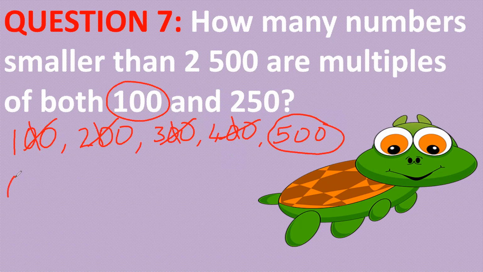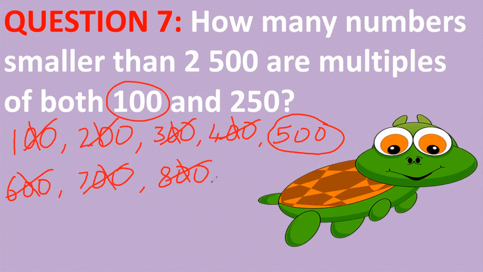And then 600. 600 is not a multiple of 250. It's gone. And then what is next? 700. Is it a multiple of 250? No. And then the next one, 800. 800, is it a multiple of 250? No. 900 also will not work. But when you come to 1,000, yes, 1,000 is a multiple of 250 also. 4 times 250, you are getting 1,000.